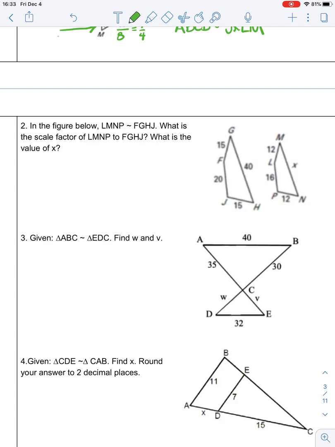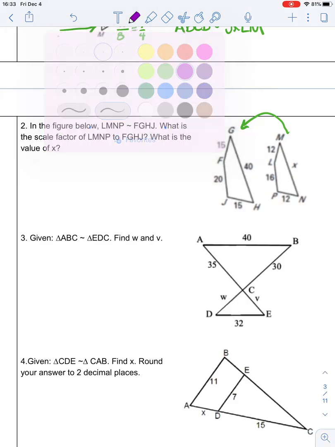So number 2, in the figure below, LMNP is similar to FGHJ. What is the scale factor from LMNP, so from my smaller shape to my bigger shape? That means I'm going to get bigger. And what is the value of X?